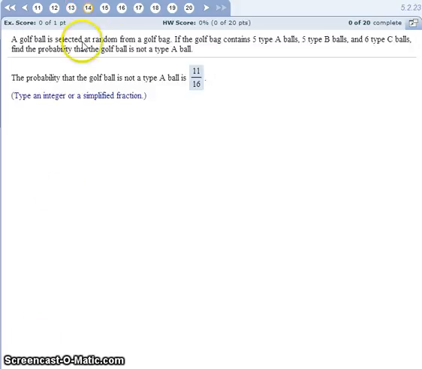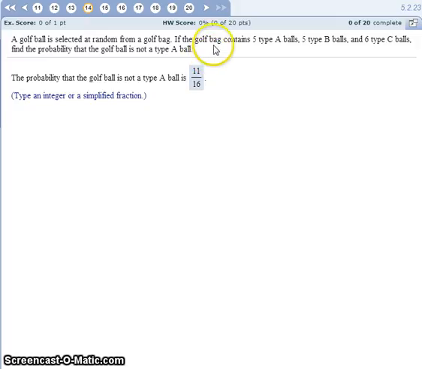For number 14, we have a bag full of golf balls. There are 16 total golf balls, 5 of type A, 5 of type B, and 6 of type C. So 16 total. And we're finding the probability the ball is not a type A. Well, the probability of a type A would be 5 out of 16. So if you get an A 5 out of 16 times, how often will you not get an A? And that would be the remainder, the remaining 11 out of 16 times you don't get an A. So the complement of getting an A is 11 out of 16.